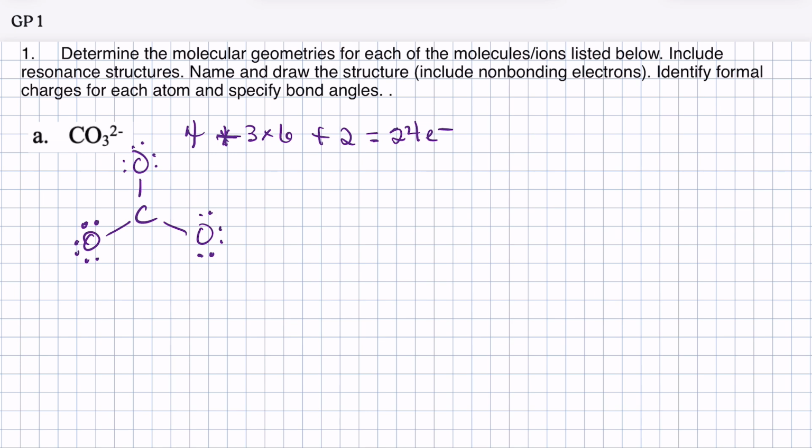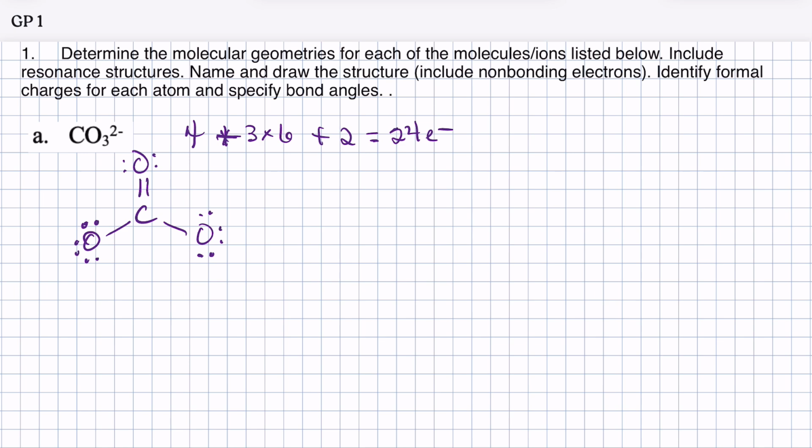When that happens, we need to create multiple bonds. We're going to do that by eliminating some non-bonding electrons on one of the oxygens and drawing a double bond in for that situation. And we can see that will now work. We now have satisfied the octet rule for all the atoms in the ion, and we've used all of our valence electrons.